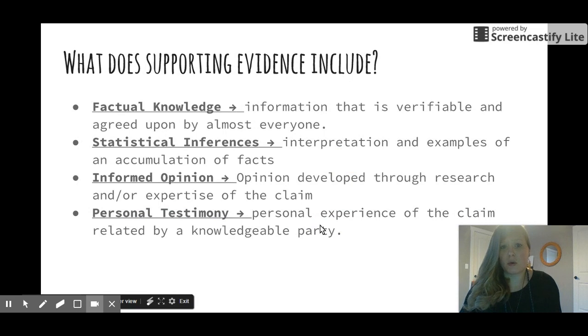So what does supporting evidence include? There's factual knowledge, so information that is verifiable and agreed upon by almost everyone. Statistical inferences, so interpretations and examples of an accumulation of facts. Informed opinion, so opinion developed through research and/or expertise of the claim. And personal testimony, so personal experience of the claim related by a knowledgeable party.